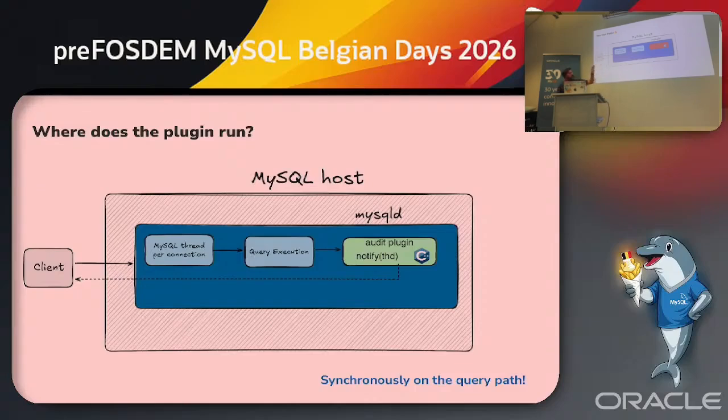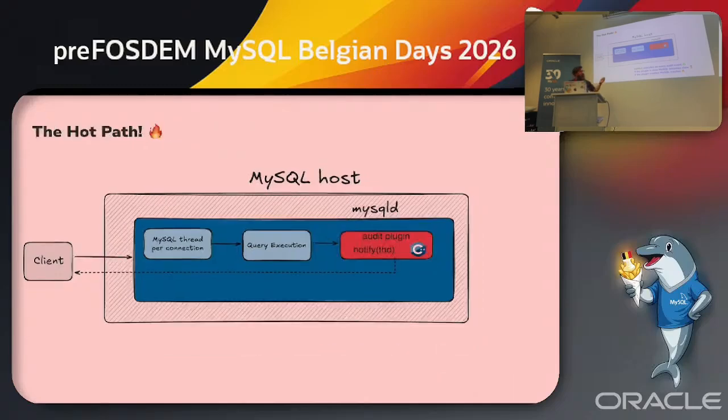So this creates this mental model that the hot path is a place where the notify function, the core of our plugin, is going to be executed for every single audit event we are subscribed to. But if the plugin is slow, the whole MySQL is slow. And even more, if the plugin crashes, MySQL crashes. And spoiler alert, I will try to crash MySQL live at the end. Let's see if that happens.